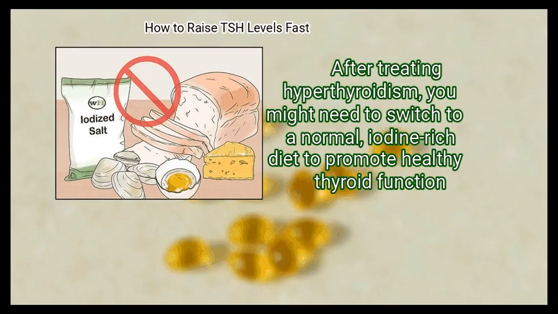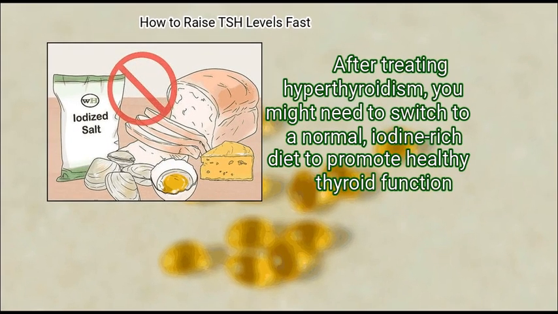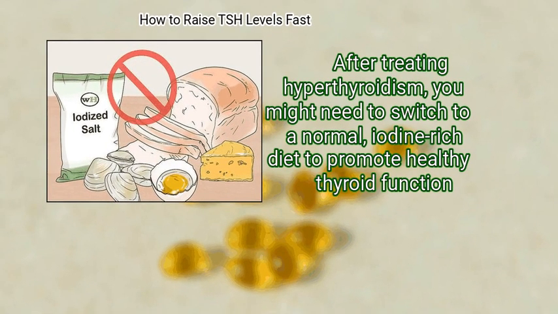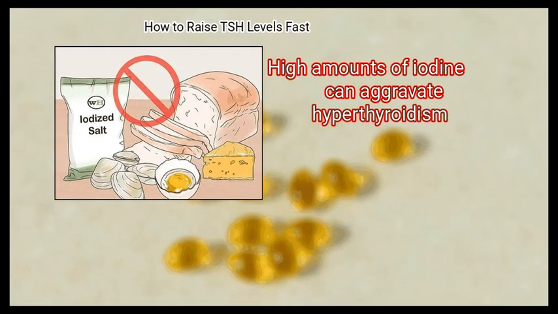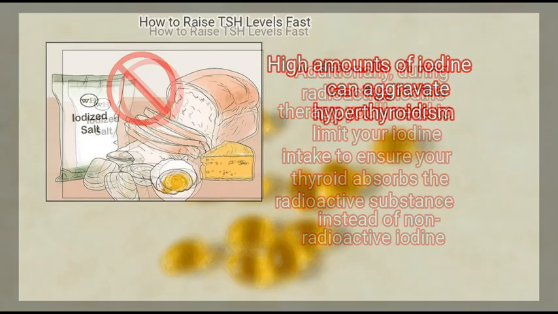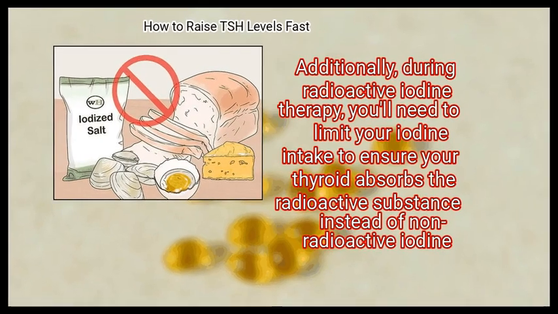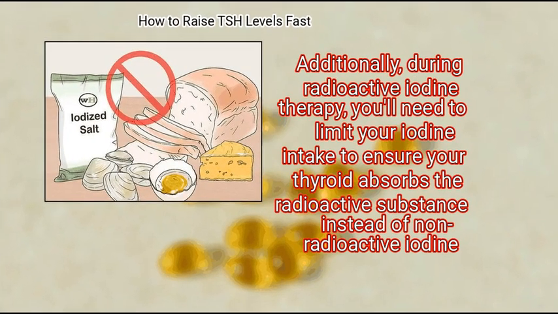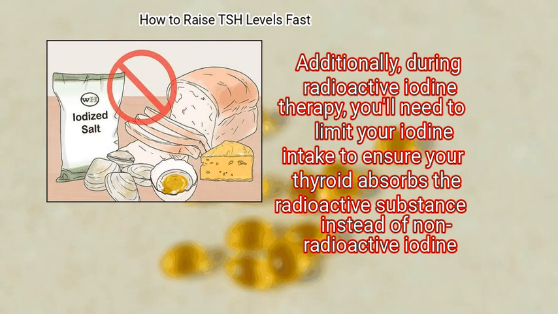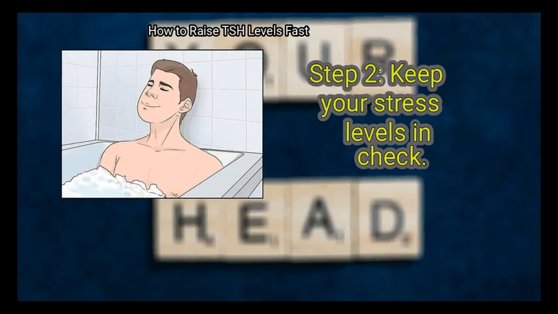After treating hyperthyroidism, you might need to switch to a normal, iodine-rich diet to promote healthy thyroid function. High amounts of iodine can aggravate hyperthyroidism. Additionally, during radioactive iodine therapy, you'll need to limit your iodine intake to ensure your thyroid absorbs the radioactive substance instead of non-radioactive iodine.